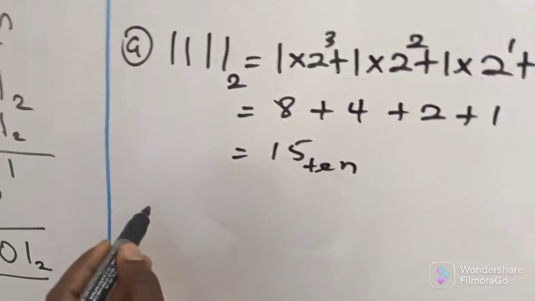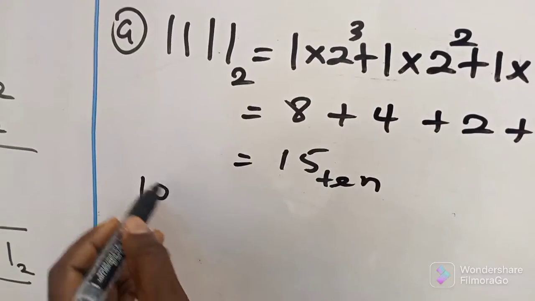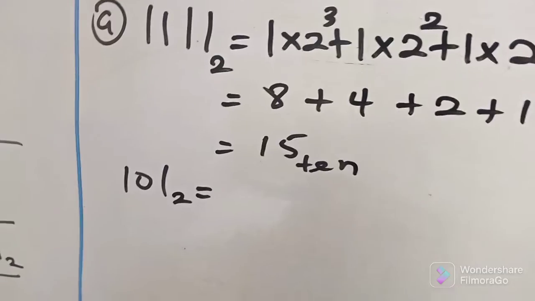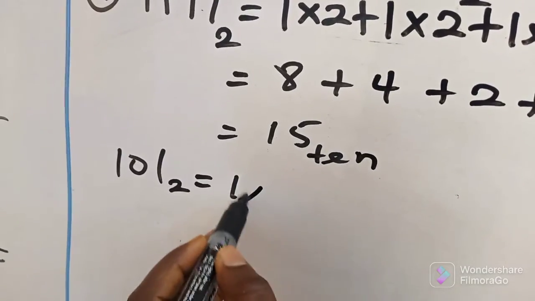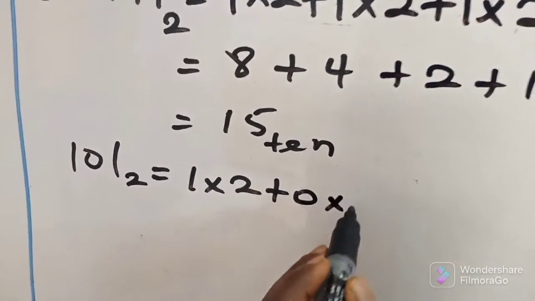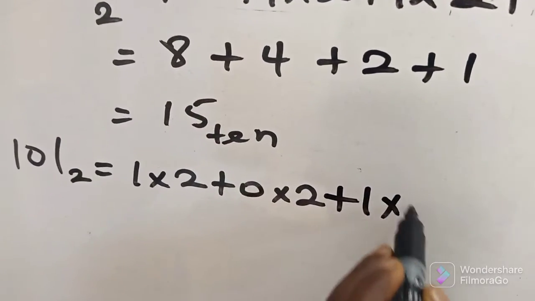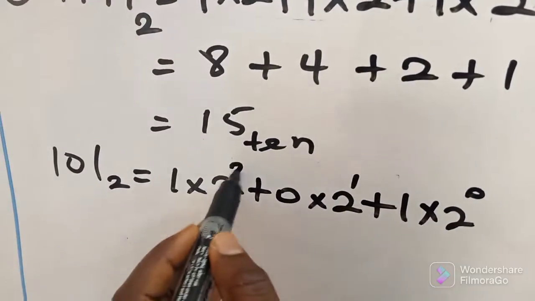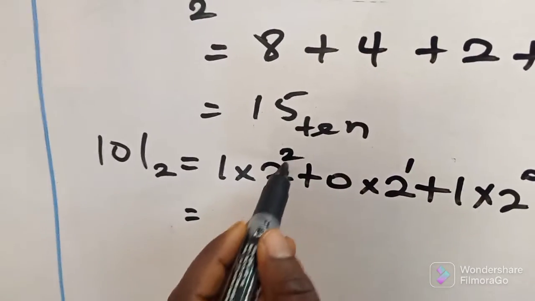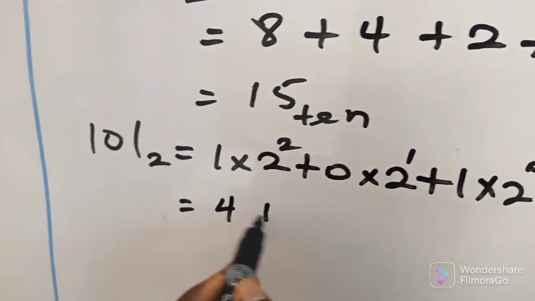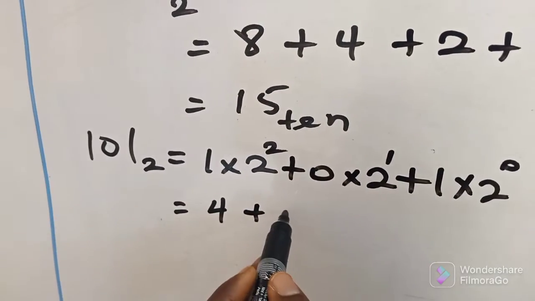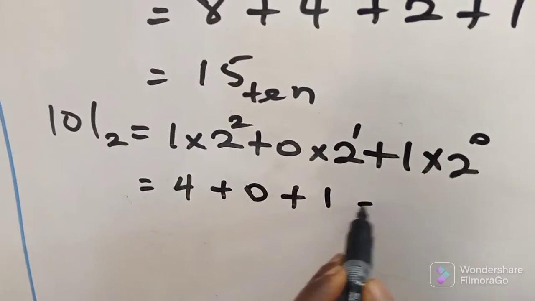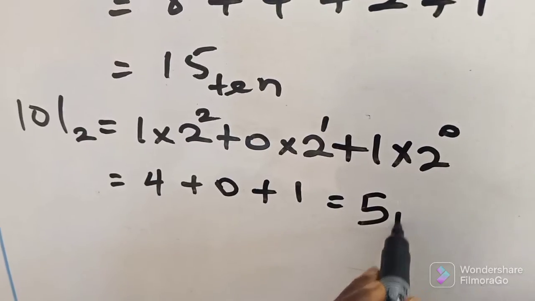So the next thing is that I will convert 101 base 2 to base 10 also. This is a very easy and direct method. So we have 1 times the base plus 0 times the base plus 1 times the base. So we raise the base to the power of 0, 1, 2, and that will give me 2 raised to power 2, 4 times 1, 4, plus 2 raised to power 1, 2 times 0, give me 0, plus this will give me 1, and my answer will be 5 base 10.